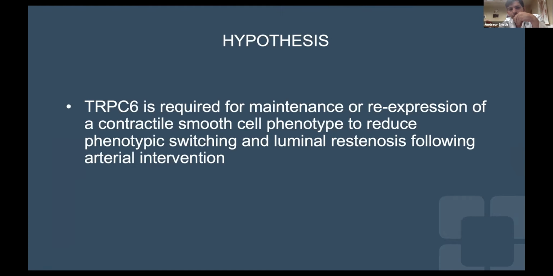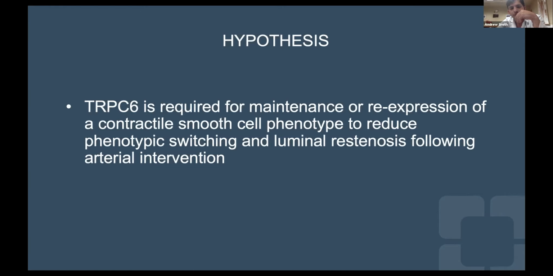We therefore modified our hypothesis and posed that TRP6 is required for maintenance or re-expression of a contractile smooth muscle cell phenotype to reduce phenotypic switching and luminal restenosis following arterial intervention. That these are global and congenital knockout mice sort of impaired our ability to test this using just an in vivo model.